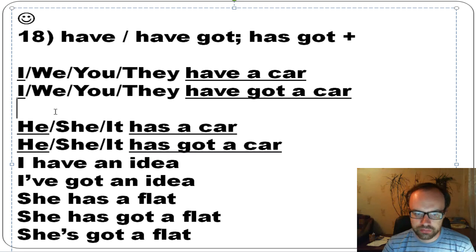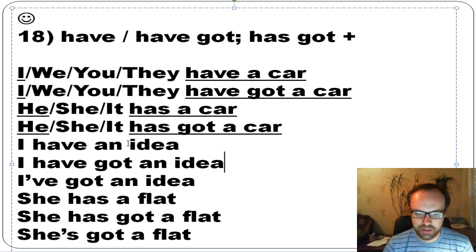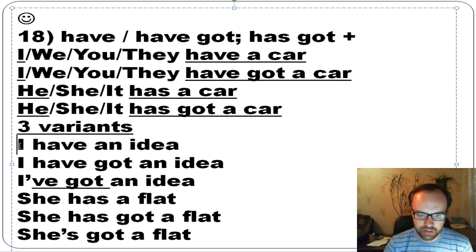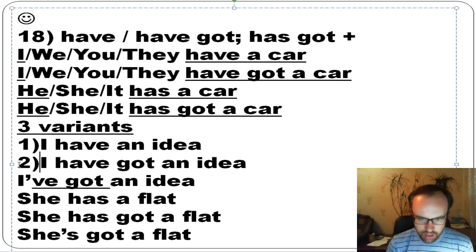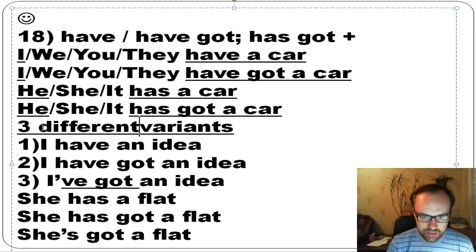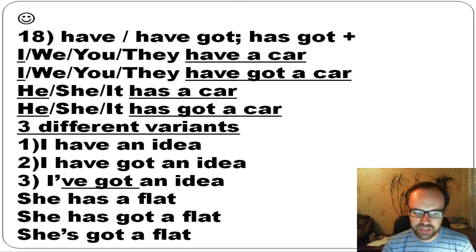So I have an idea, or you can say I have got an idea. Or you can use a short form. So we say got. Look, I've got an idea. So you have three variants. Look, I have an idea. I have got an idea. Or I've got an idea. So three different variants. Okay? Look, she has a flat. You can say she has got a flat. Or she's got a flat.